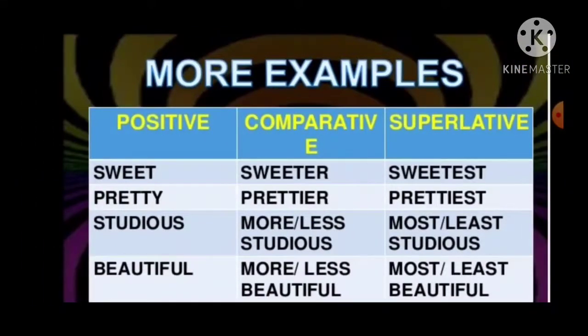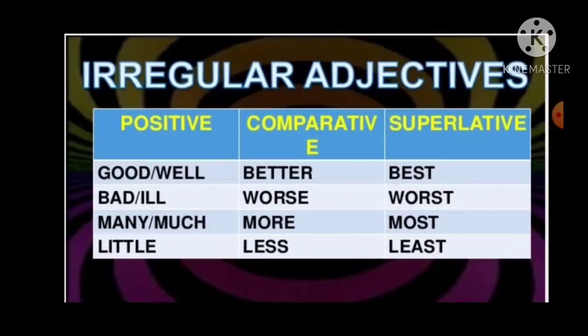Next, sweet, sweeter, sweetest. Next, pretty, prettier, prettiest, studious, more or less studious, most or least studious, beautiful, more or less beautiful, most or least beautiful. So, remember how we form the respective comparative and superlative degrees from the given positive degree. Next, remember that you cannot form the comparative and superlative of all the given positive degree adjectives by following the previous rules.